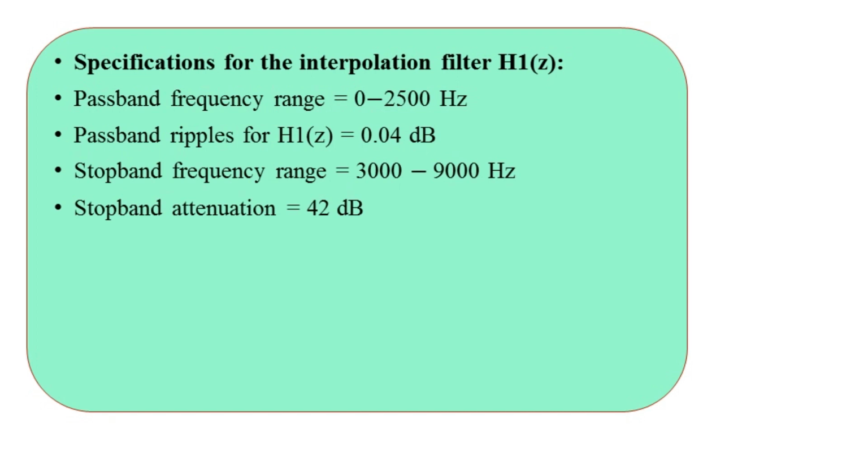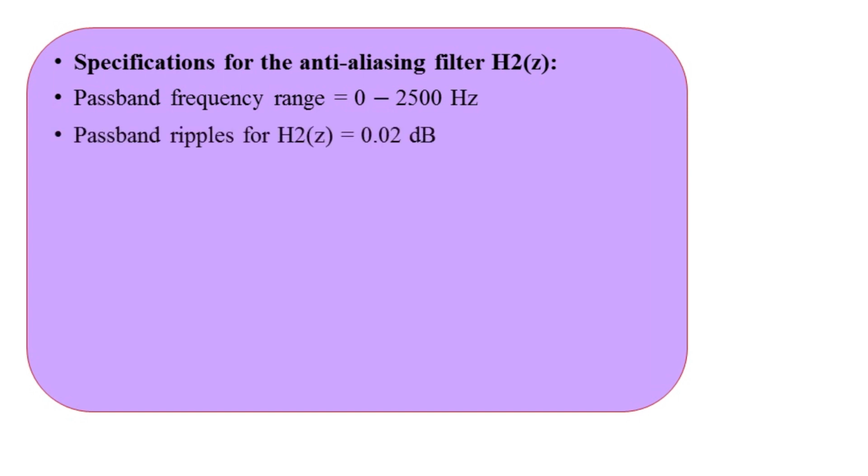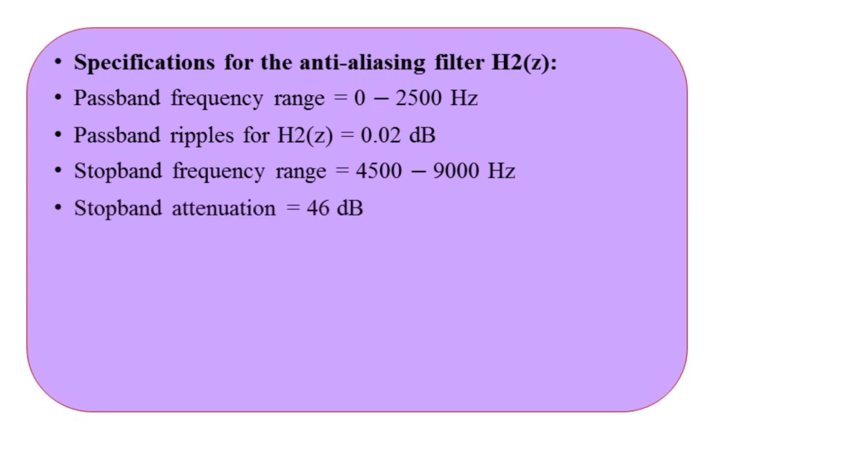As with the specifications for the interpolation filter h1 of z, we also require the specifications for the anti-aliasing filter h2 of z. In similar fashion we require the passband frequency range from 0 to 2500 Hz, then the passband ripples for the filter function h2 of z, which is equal to 0.02, and then the stopband frequency range from 4500 to 9000 Hz, and at last the stopband attenuation, which is equal to 46 decibels here.